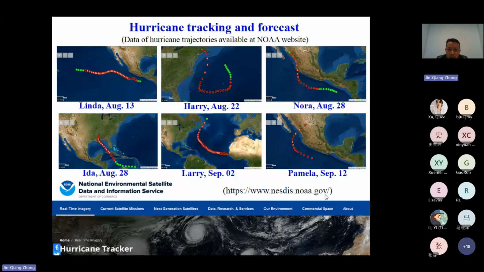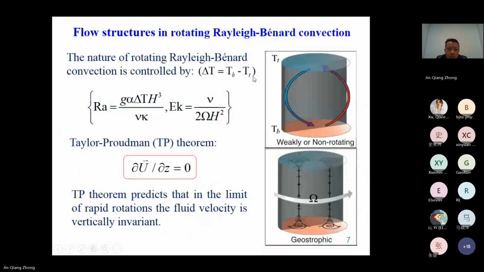From the viewpoint of fluid mechanics, there are two mechanisms responsible for the formation and evolution of these tropical vortices: thermal convection in the air and the rotation of the Earth. In the laboratory, we study vortex dynamics in the rotating Rayleigh-Bénard system. In this model, a fluid layer is heated from below, cooled from above, and rotated about a vertical axis. We use two main parameters to control the fluid motion: the Rayleigh number, which represents the strength of convection, and the Ekman number, which represents the strength of rotation.